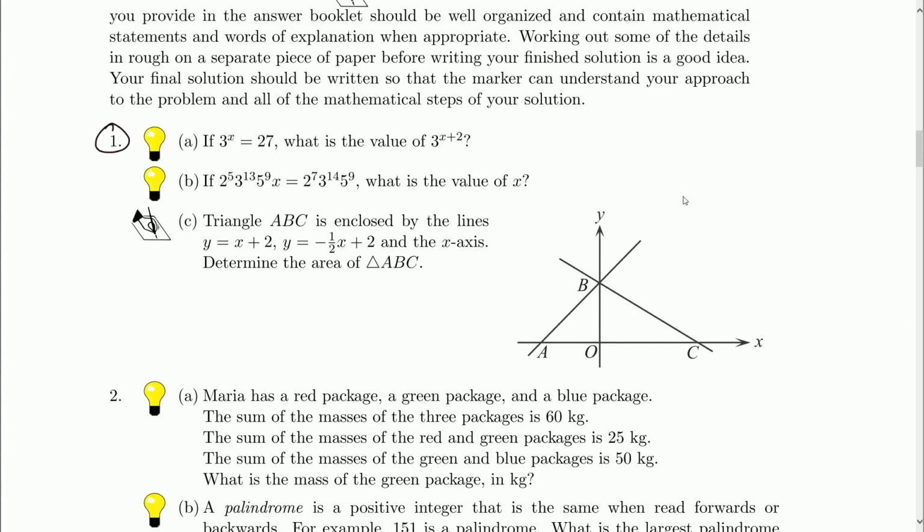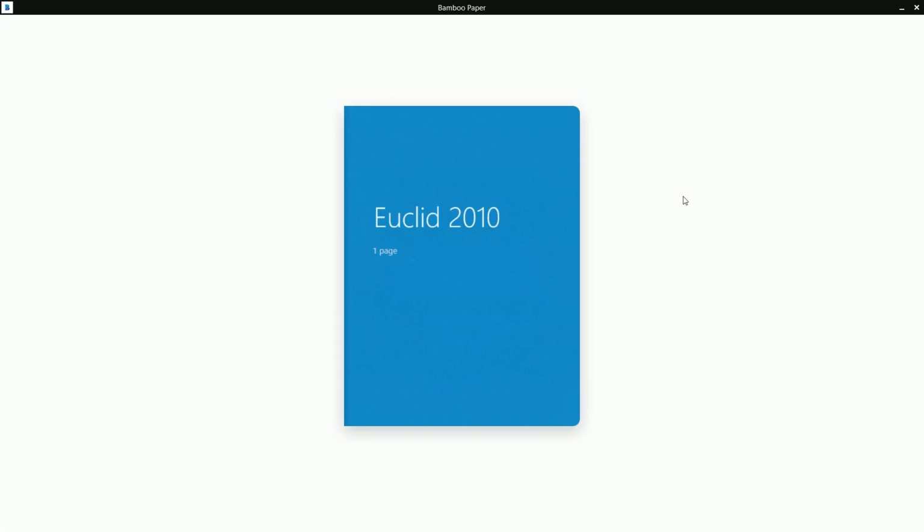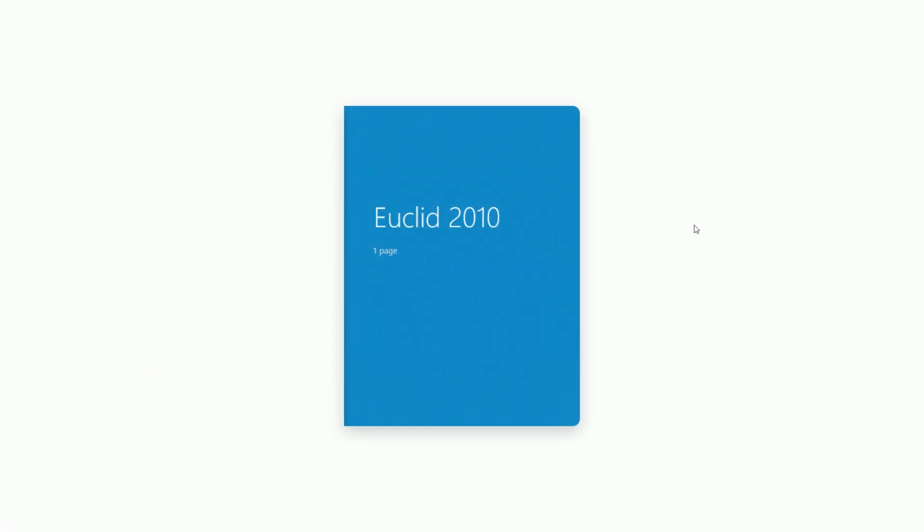So what have we got for 1A? If 3 to the x equals 27, what is the value of 3 to the x plus 2? Now, depending on how quickly you're able to work these things out, you might already know that 3 to the 3 is 27. In which case, well, you know what x is. x is going to be 3. And you can work out from there that 3 to the x plus 2 is 3 to the 5, and that's 243. You might need your calculator for that.